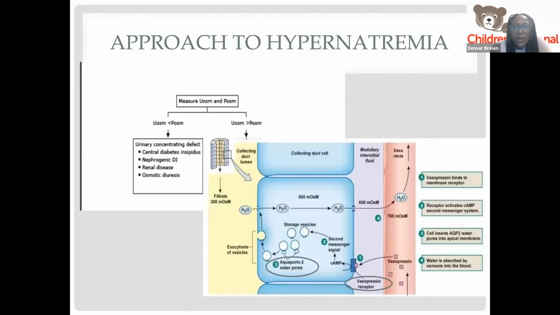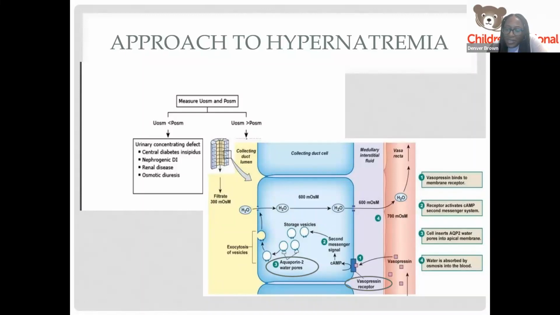So when I talked about a urinary concentrating defect, again, this is the patient who is hypernatremic and their urine osm is less than their plasma osm, meaning you are excreting much more free water and not concentrating your urine. Really, we're looking again at vasopressin. So we mentioned that vasopressin is released by the posterior pituitary, and it binds to this receptor in the cortical collecting duct.